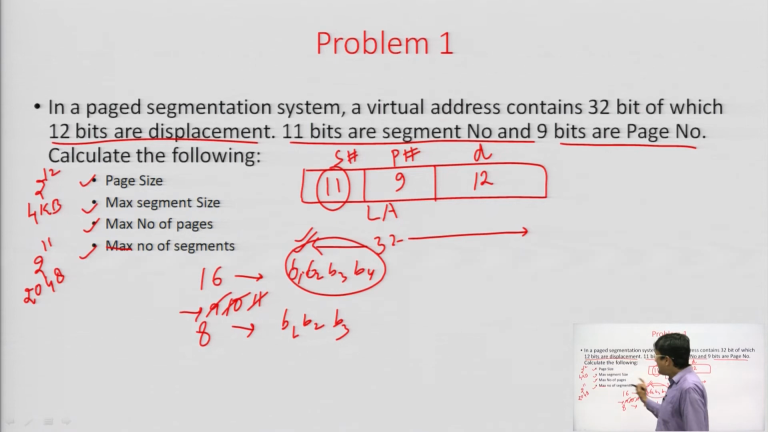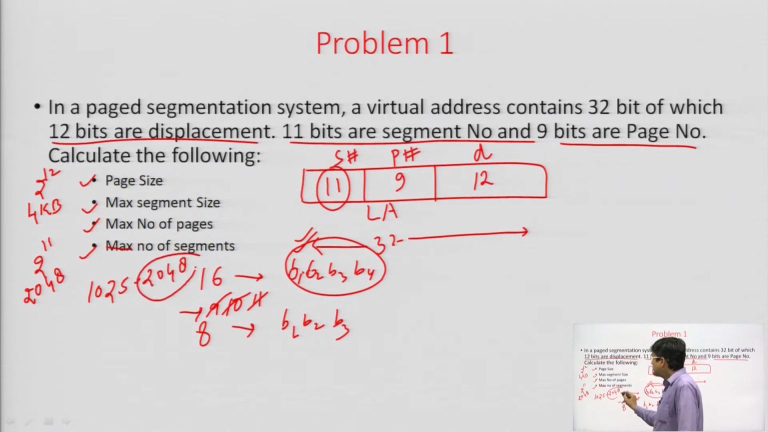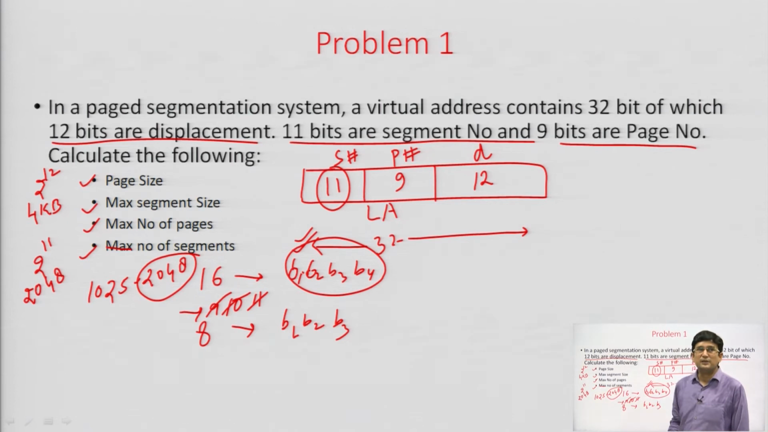Okay, so that is why here it is said that this number of segments can range from 1025 to 2048, but out of this the maximum is 2048. So the maximum number of segments here that we have found is 2048. Now let us find out the maximum number of pages and maximum segment size.